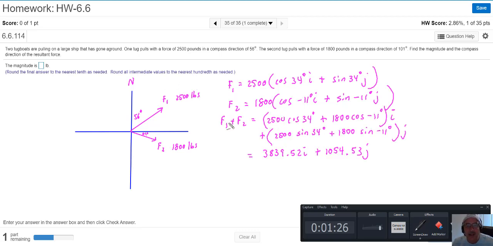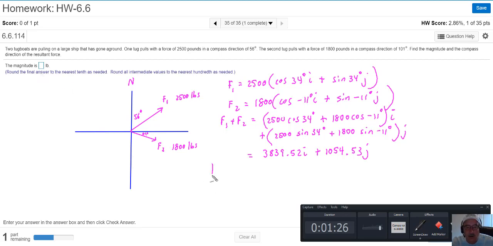All right, so I added the two vectors, F1 plus F2. I've got 2,500 cosine 34 plus 1,800 cosine negative 11 degrees, and I ended up with 3839.52 i. I did the same thing with the sine: 2,500 sine 34 plus 1,800 sine minus 11, and got 1054.53 j. So now what we're going to do next is figure out the magnitude of this resultant force.